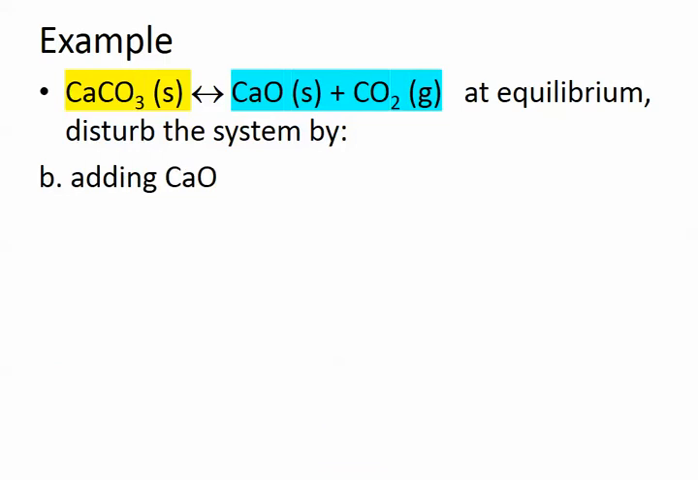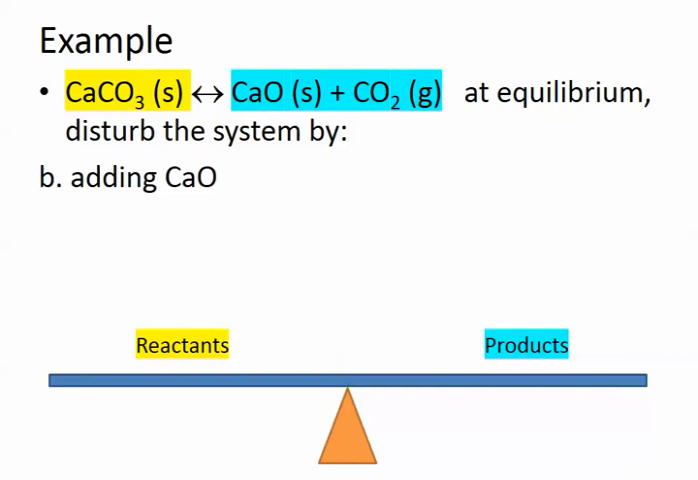Let's take a look at another example. Adding CaO. Now, we have our equilibrium here. CaO is a product. However, notice CaO is a solid. Since it is a solid, it's going to have no effect on equilibrium. In order for this to have an effect, if we're in a solution, the solid has to be able to be dissolved. If we're not in a solution, solids will never have an effect. So in this reaction, we only have solids and a gas. We have no solution whatsoever.